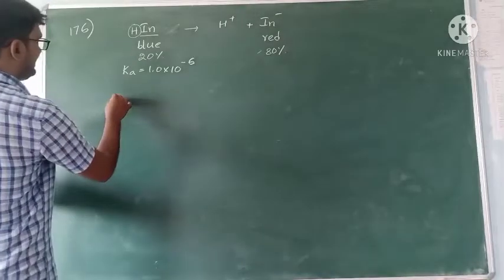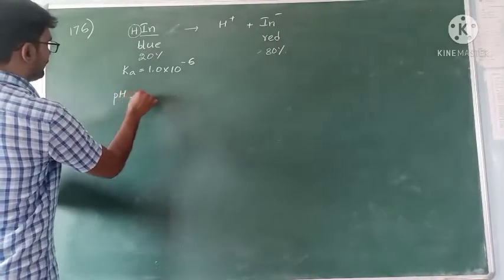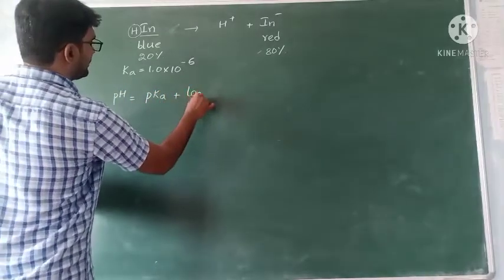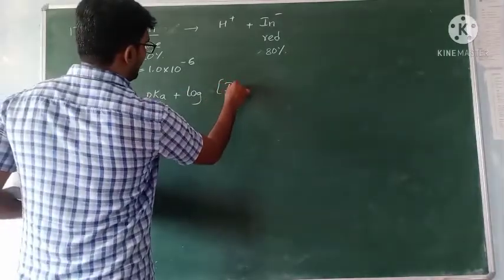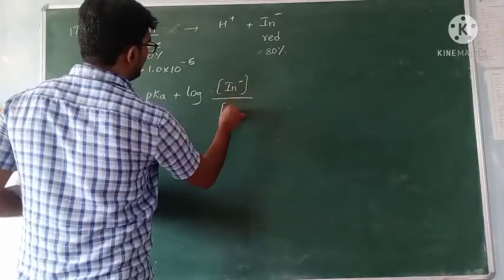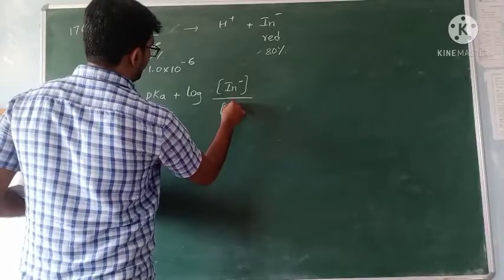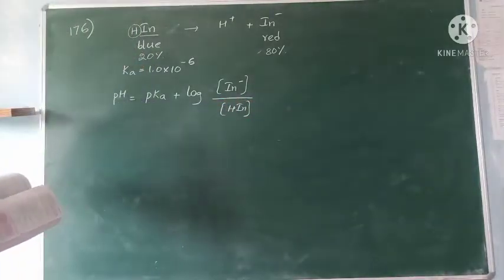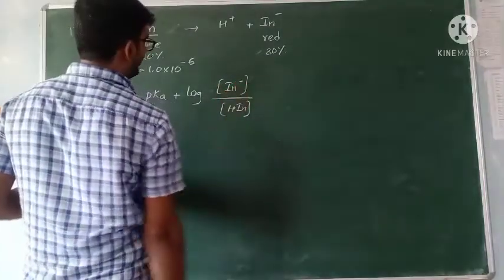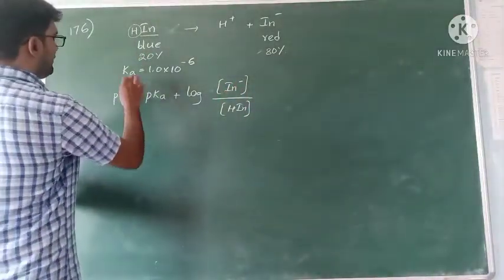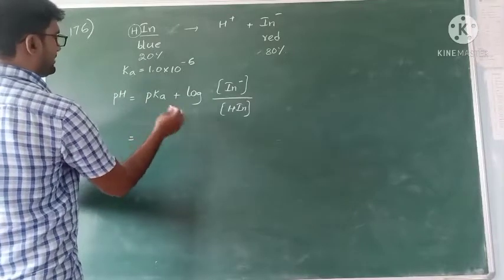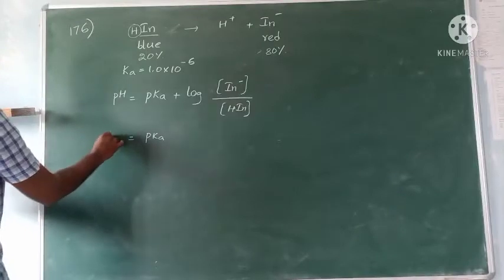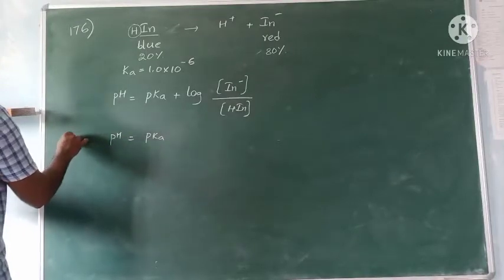What is the formula for indicators? pH is equal to pKa plus log of indicator ion minus by indicator, that is HIn. Of course, you can write it directly as simply indicator, no problem. So In minus indicates this salt. Right. The pKa value we need not calculate here because it is common for both. First calculate the pH for the red color.